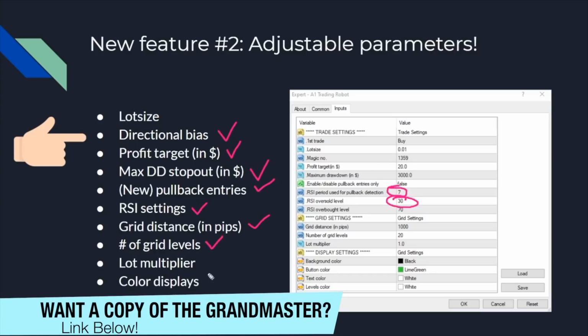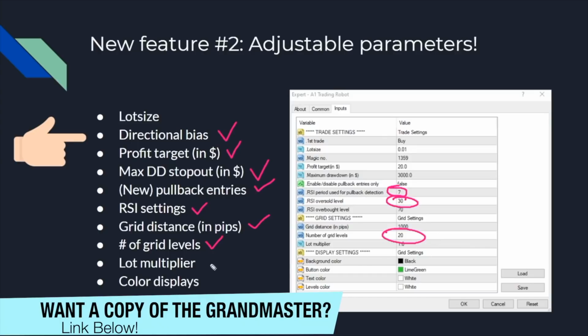Number of grid levels. This is kind of cool. If you have 20 grid levels, for example, that's the default. You can set that to whatever you would like. Let's say you just want to have 5. Let's say you're being more selective and you only want to enter 5 times maximum. That's up to you, right?